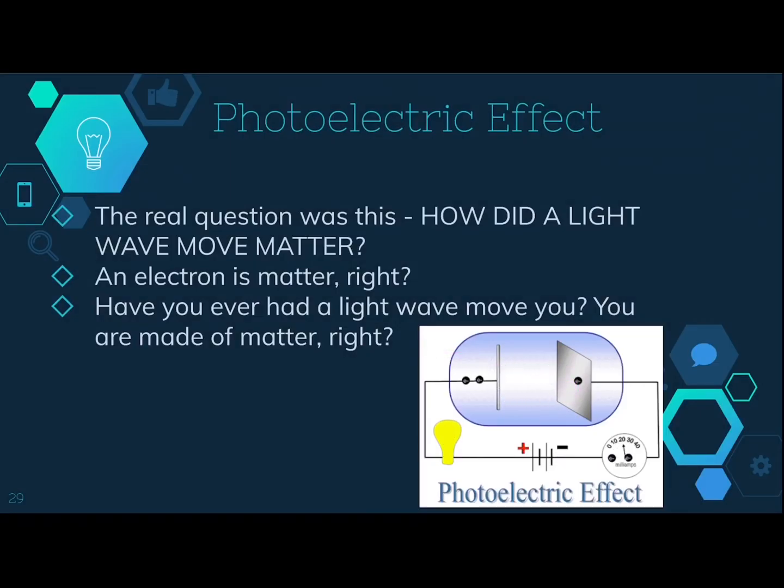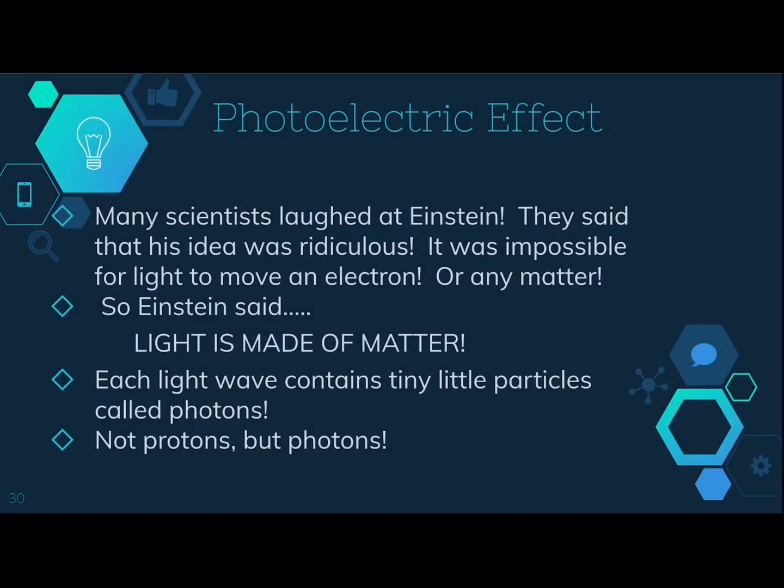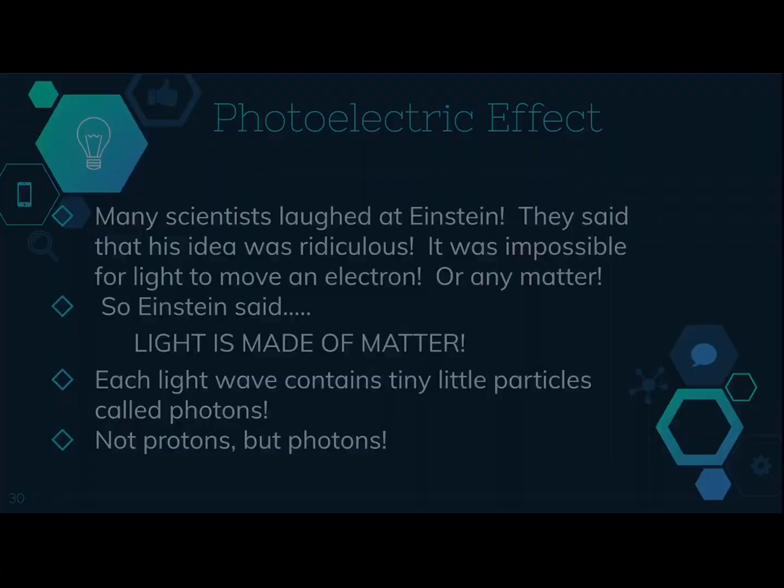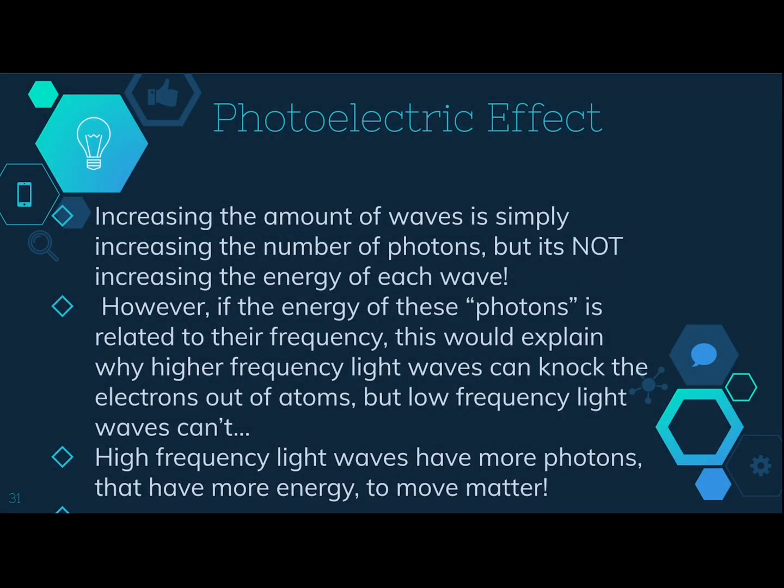The real question was, how did a light wave move matter? An electron is matter, right? Have you ever had a light wave move you? And here's kind of a picture of what's happening. Many scientists laughed at Einstein. They said his idea was ridiculous, or it's impossible for light to move an electron or any matter. So he said, light is made of matter. Each light wave contains tiny little particles called photons, not protons, but photons.